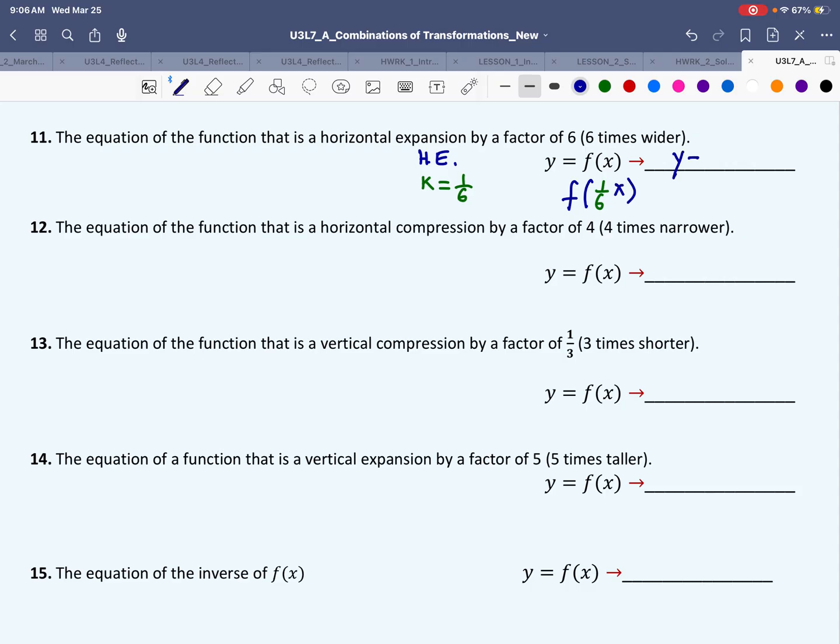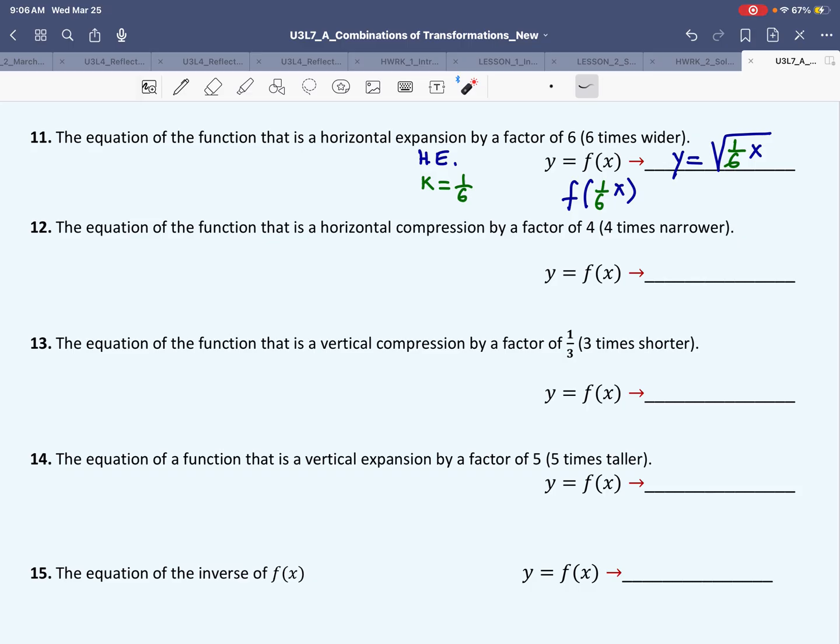So for this parent function, the square root function will be the square root of 1/6 x. Now remember that once you have written the parent function, the square root of x, this f of x disappears, okay? Again, remember, the square root of x is equivalent to f of x, right? So you don't write both the f of x and the square root in the same equation.